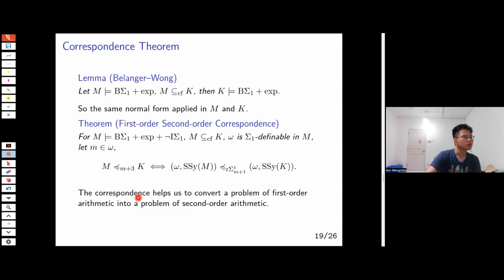And this correspondence can help us convert the problem of the elementarity of first order arithmetic into a problem of second order arithmetic. And the good news is that in our case, we want to construct models with special properties, and most of the time we can just make omega to be sigma 1 definable. Which means that in the problem of second order arithmetic, the first order part is omega, which is easier to deal with, and we have lots of machinery. We have machinery from second order arithmetic or even set theory. And here is one of them.